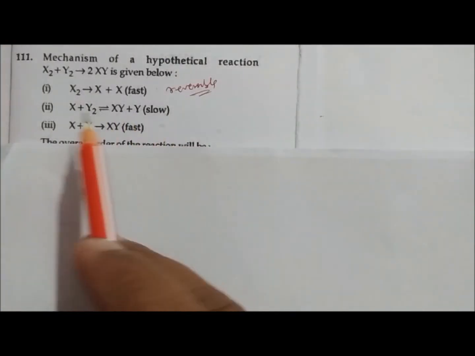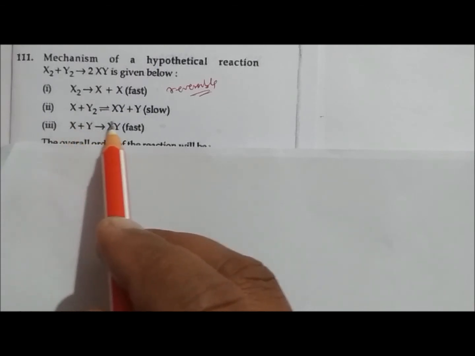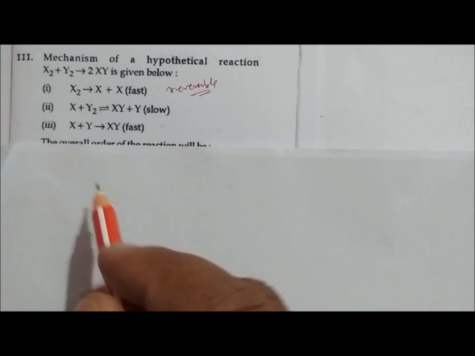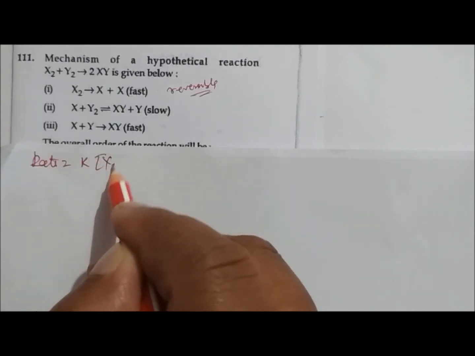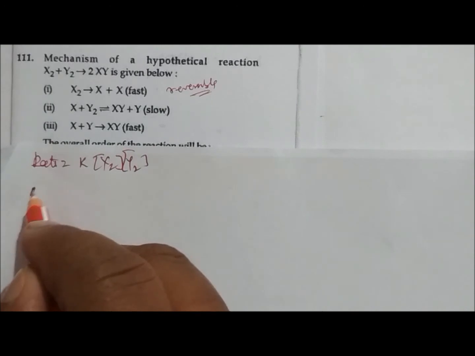Mechanism of the hypothetical reaction X2Y2 is given here. X2 is this one, X plus Y2 is XY plus Y, and X plus Y. So we have to first assume what is the rate of reaction of this equation. The rate is equal to K into X2 into Y2, and the slow step is the RDS reaction, so this will tell the rate.